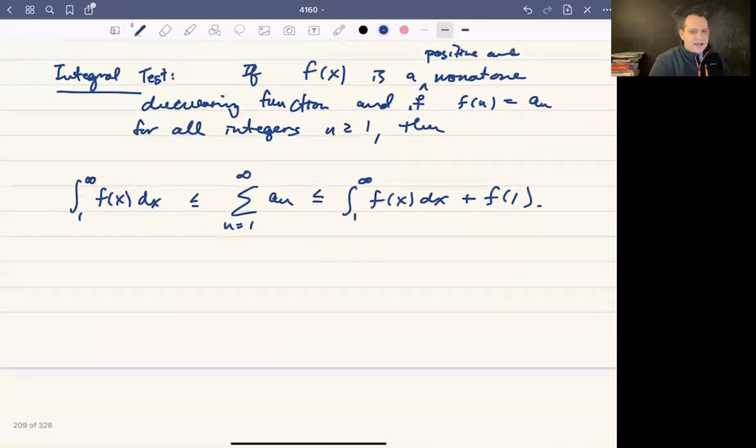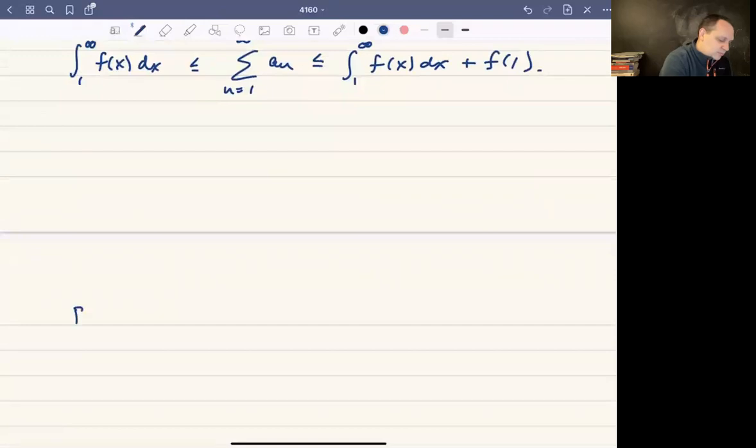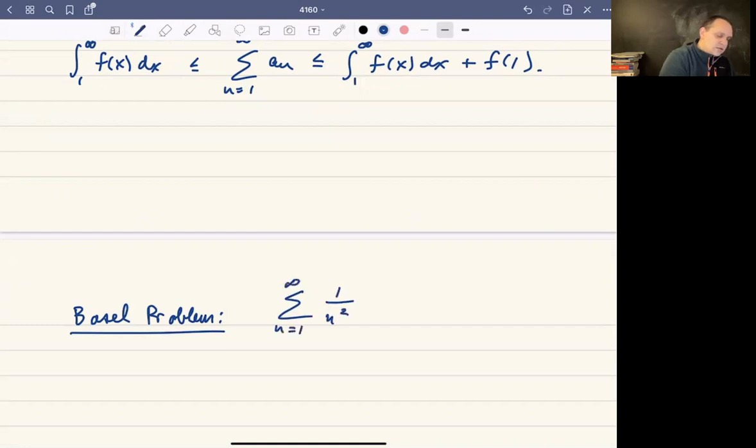Now, I want to emphasize that this value, the integral from 1 to infinity, does not tell you what the series converges to. So a famously difficult example is what's called the Basel problem, named after Basel, Switzerland. And that is determining the sum of 1 over n squared. So it's known that this series converges, but for a long time, until the early 1700s, nobody had a proof that it converges to a particular number, and it happens to converge to pi squared over 6.